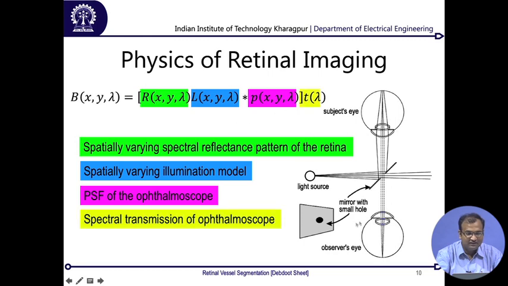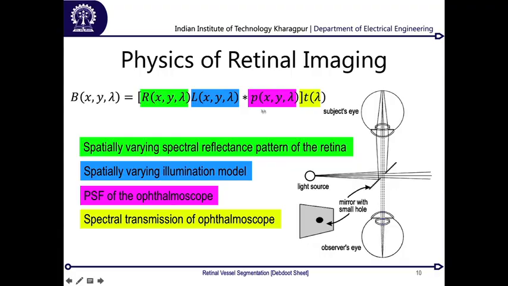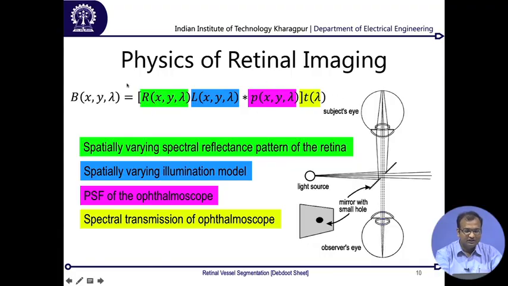The next part is that this ophthalmoscope will also have some sort of a spectral transmission pattern, or what is called spectral filtering. So it will allow certain wavelengths to go and it will stop certain wavelengths, or it can have different kinds of amplification factors for different wavelengths. So for some wavelengths it will do an all pass, for certain wavelengths it will restrict it to say 50%, for some to 70%, and it will allow it to go. So together this is what will give me the model of what is called B(x,y,lambda), which is the total response being received at the electronic sensor placed over here.